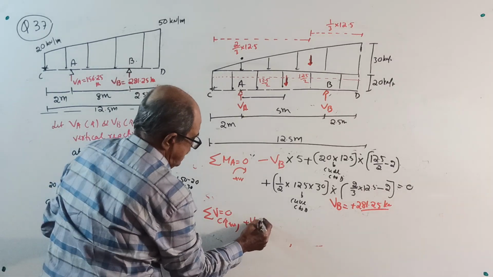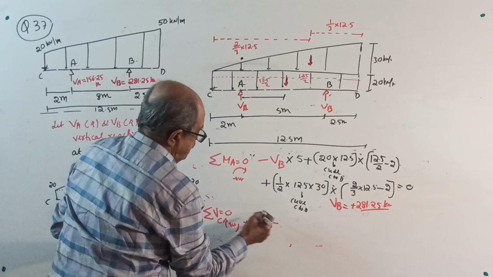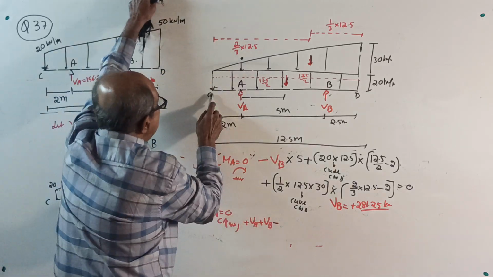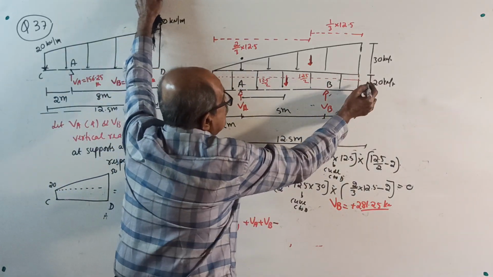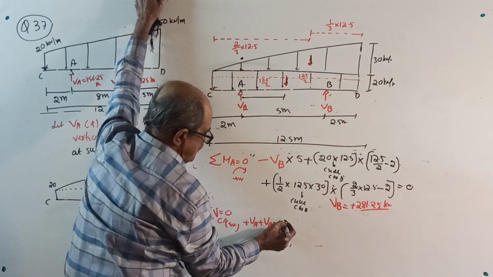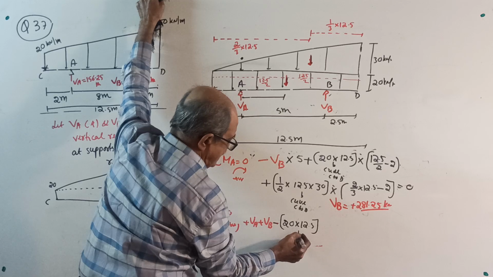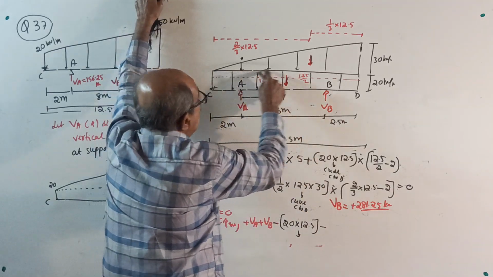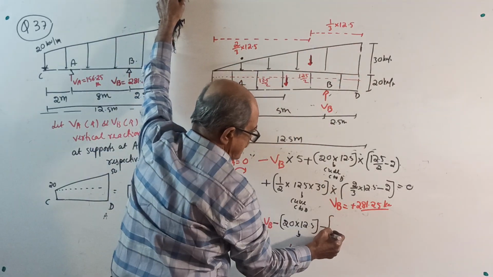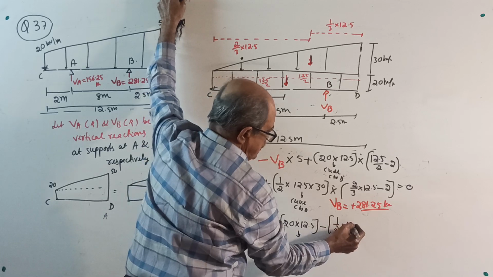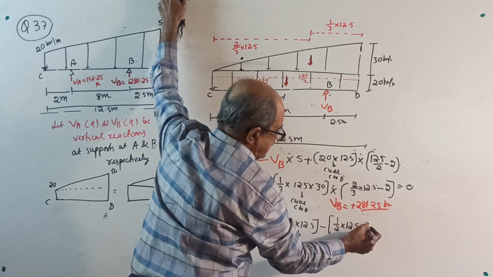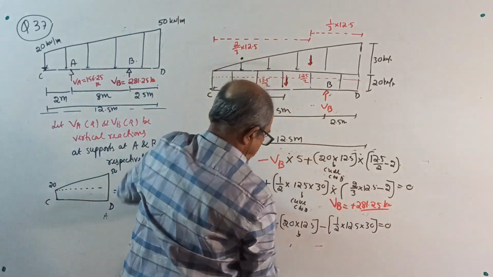Okay. Then sigma V equal to 0, take upward positive. Plus VA plus VB minus this total UDL. How much? 20 into 12.5. 20 into 12.5 is the total UDL right here. Again minus total for UVL, half into 12.5 into 30 equal to 0. What you do?